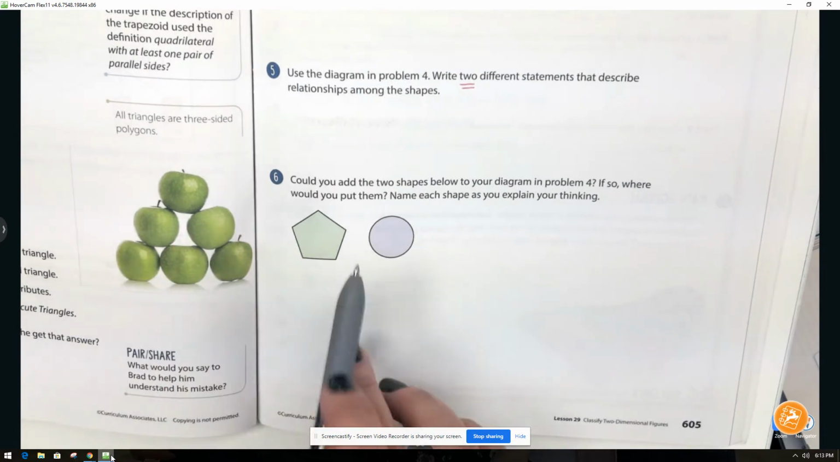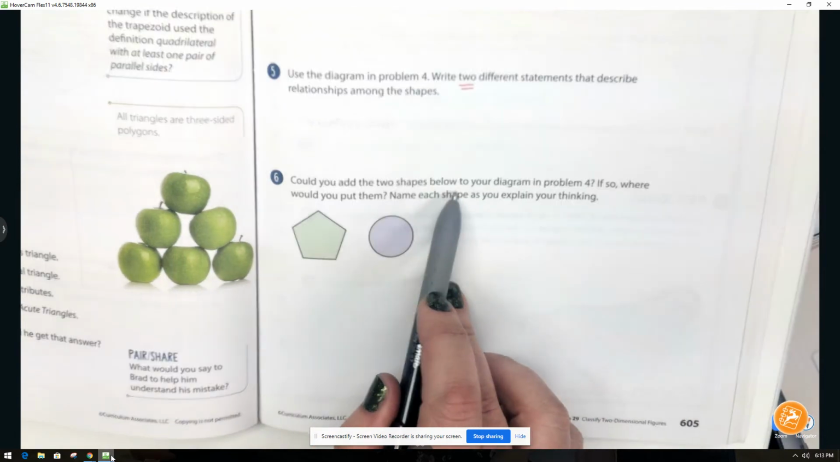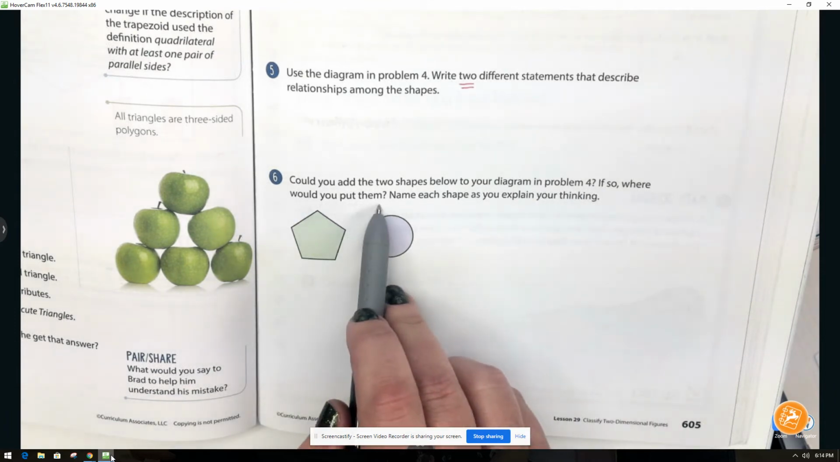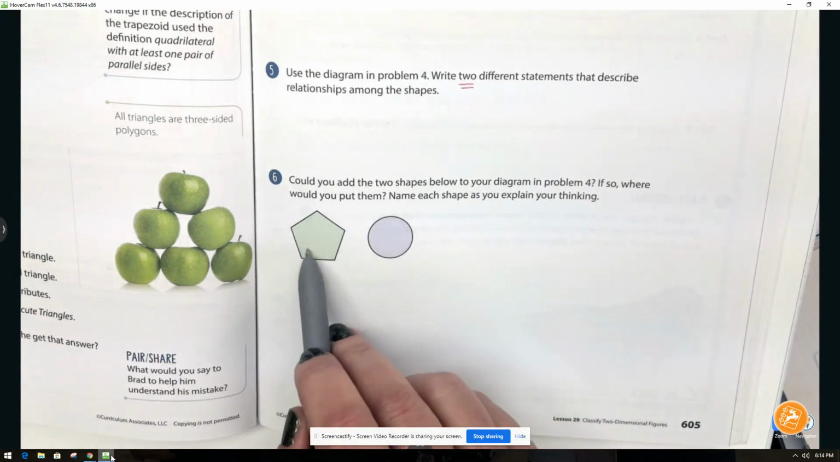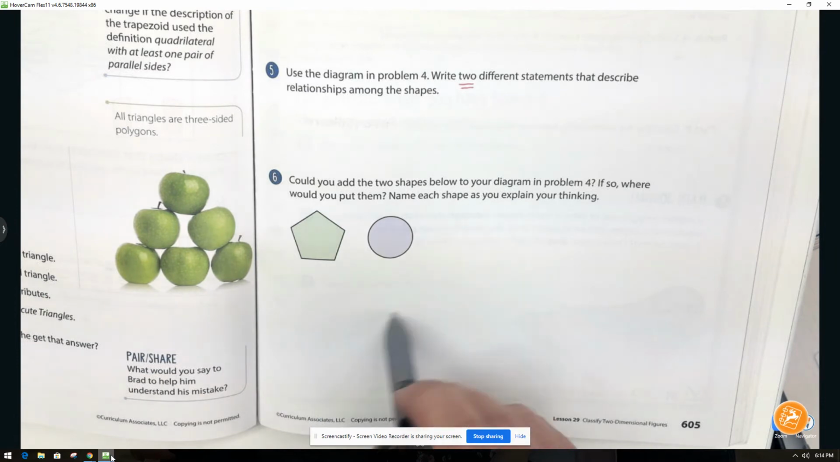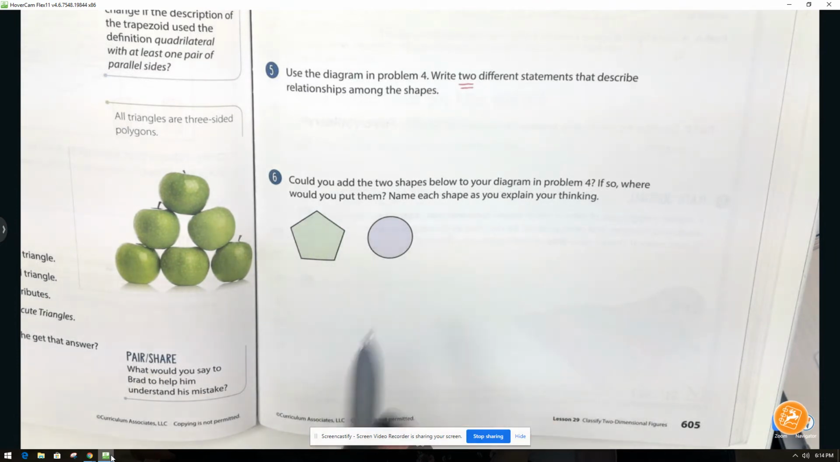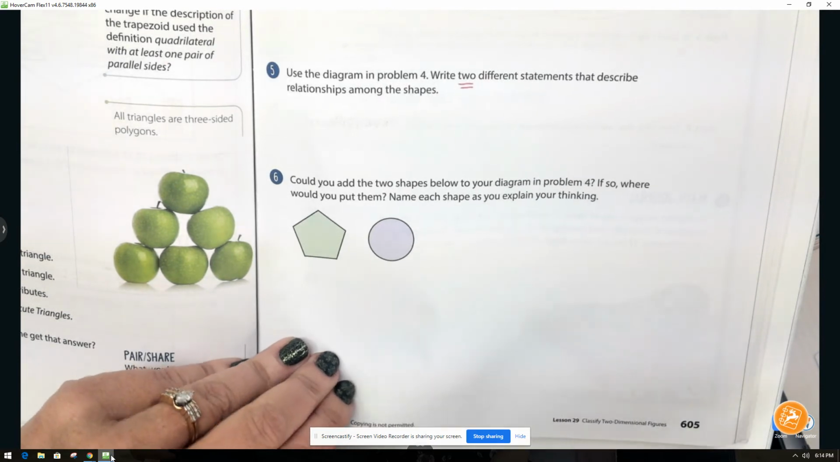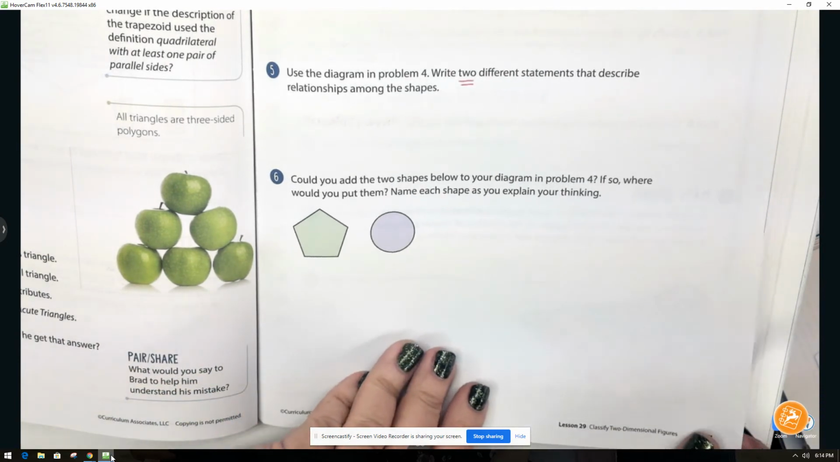Number 6, could you add the 2 shapes below to your diagram in problem 4? If so, where would you put them? So if you can add this shape to the diagram above, tell me where it would go. If you can add this shape, tell me where it would go. And if you can't add a shape, then tell me why you can't add a shape.